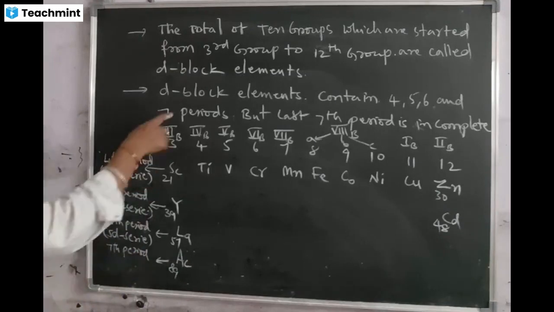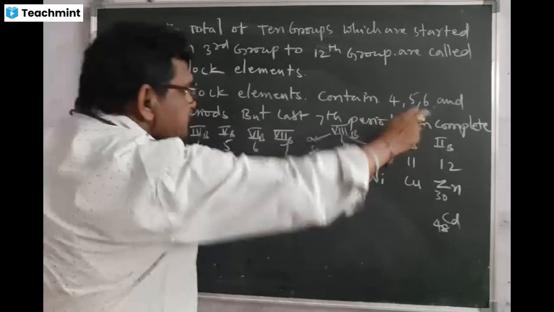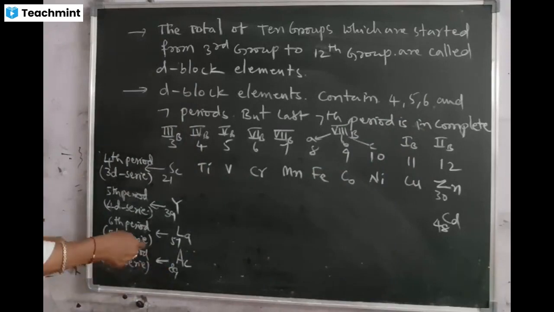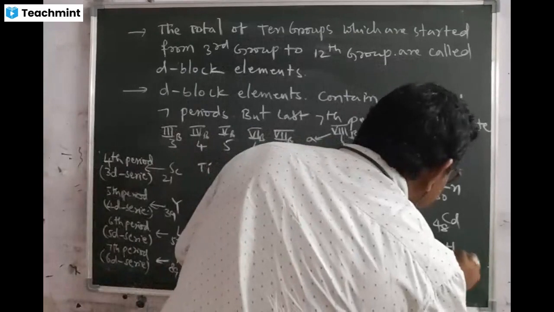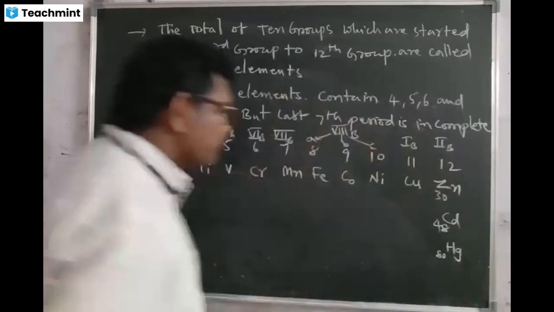So look here, I write seventh period, but the seventh period is incomplete. This is also called 6D series. That means the differentiating electron enters into the 6D orbital. That's why this entire row is called 6D series. Here the series ends with mercury, 80. Remember, mercury is 80.